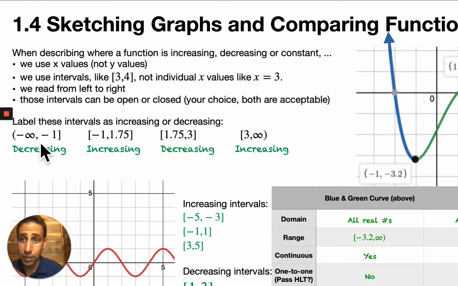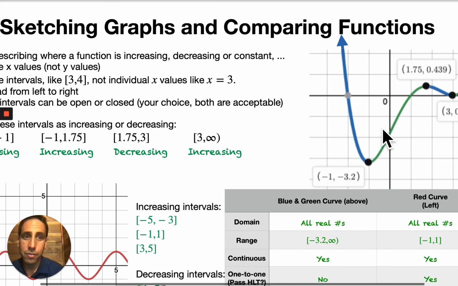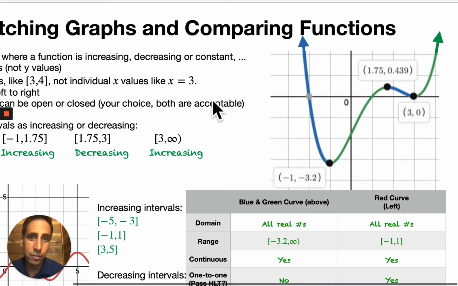Looking at the x values, remember, these are not individual points on a graph. These are not location xy coordinates. No, these are intervals of x values. So as x goes from negative infinity all the way up to negative 1, what is happening to the graph? Well, from negative infinity all the way up to negative 1, it looks like it's decreasing.